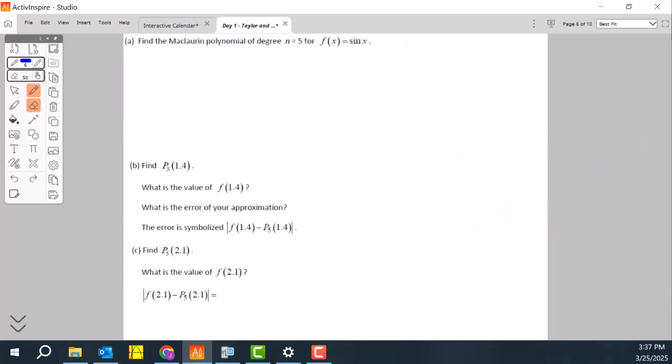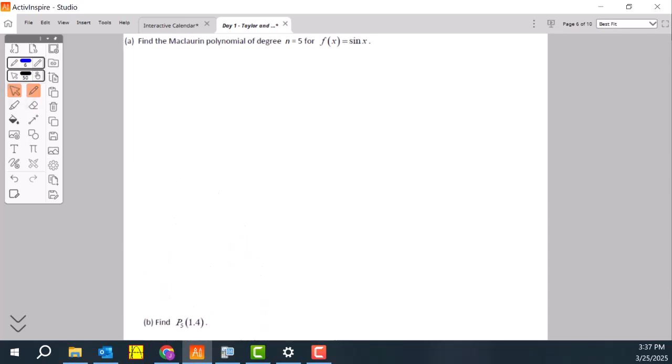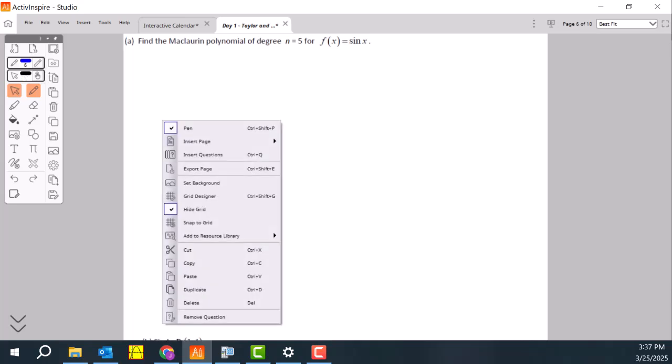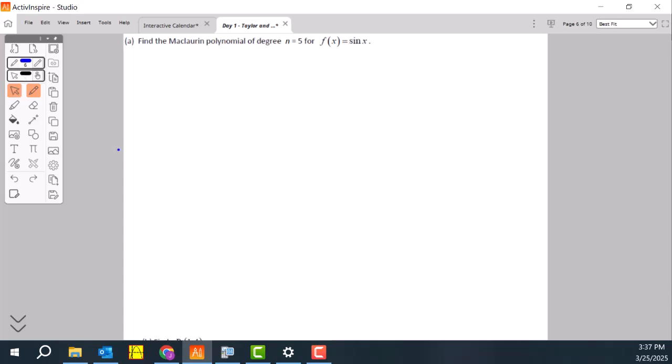Let's look at another one. All right, so this one is asking for a Maclaurin polynomial. Maclaurin polynomial just means it's a polynomial where the center is 0. So that means it's telling us, hey, C is 0 here. Now, this one's a little different because it didn't tell us all of our derivative information, which means we're going to have to find it.